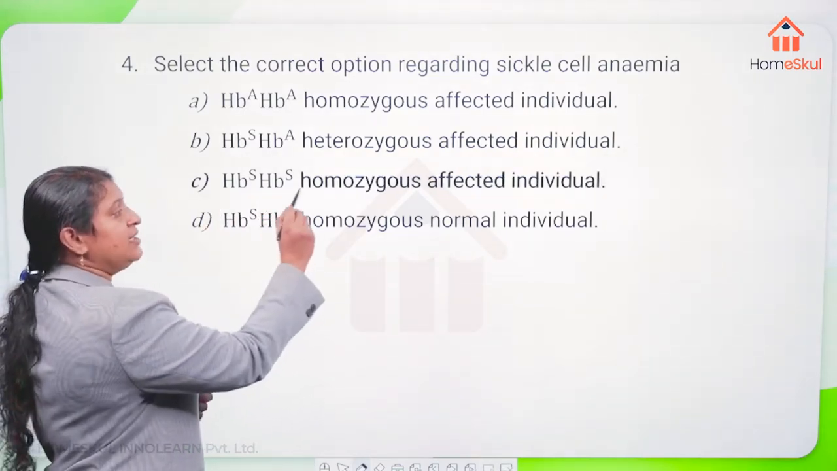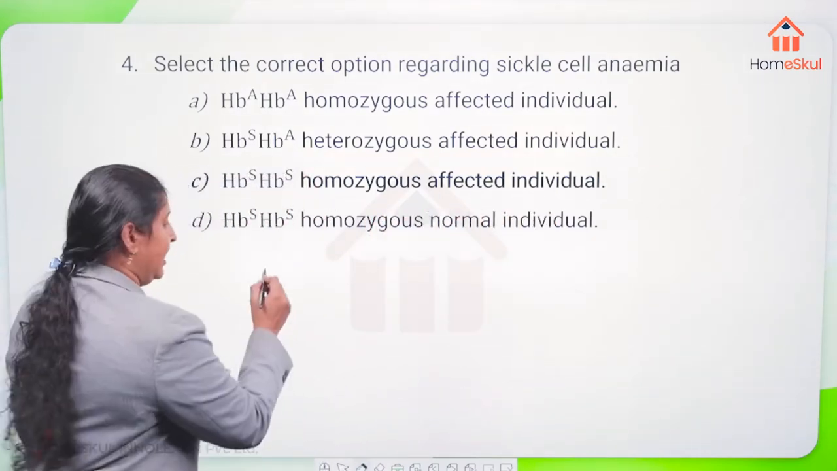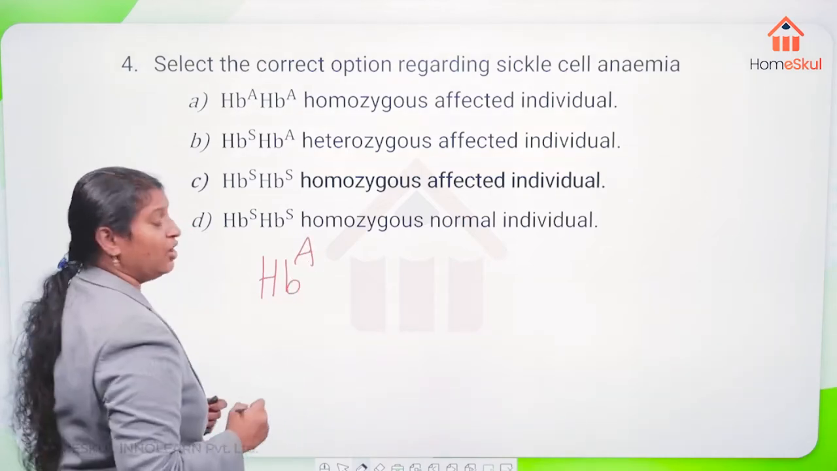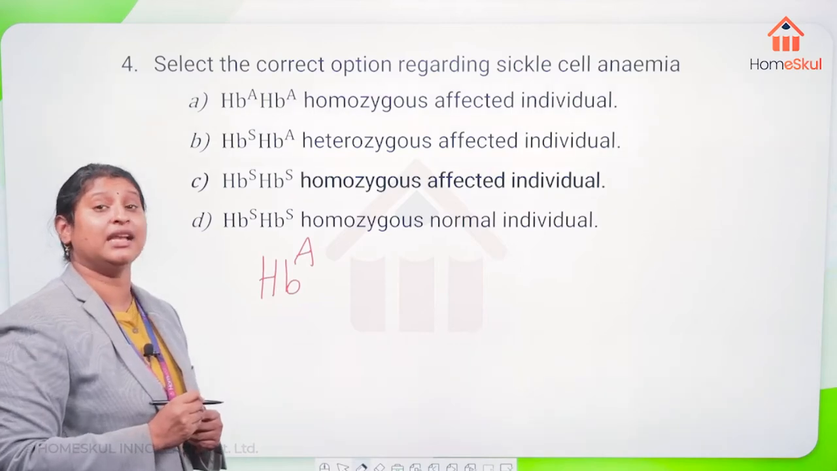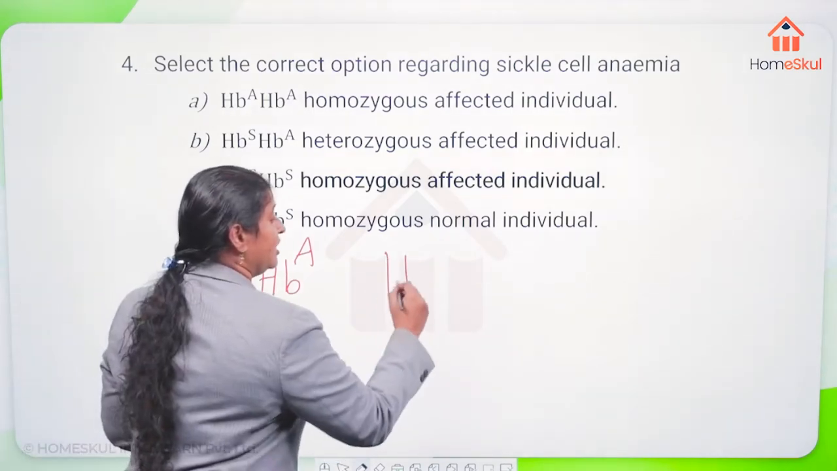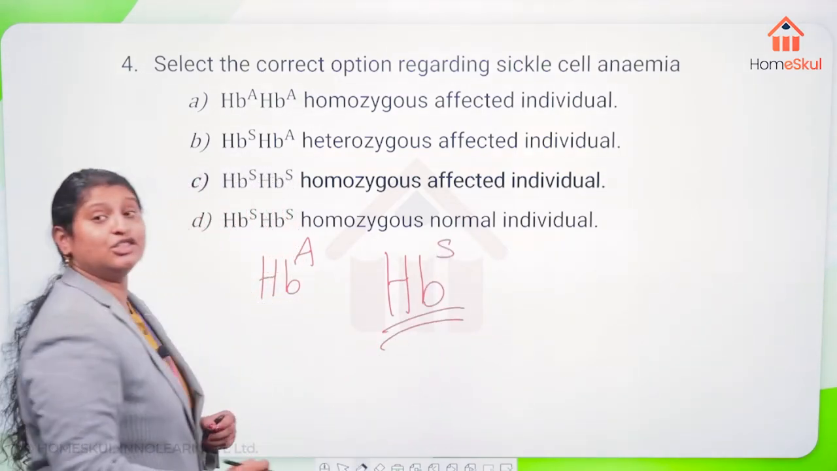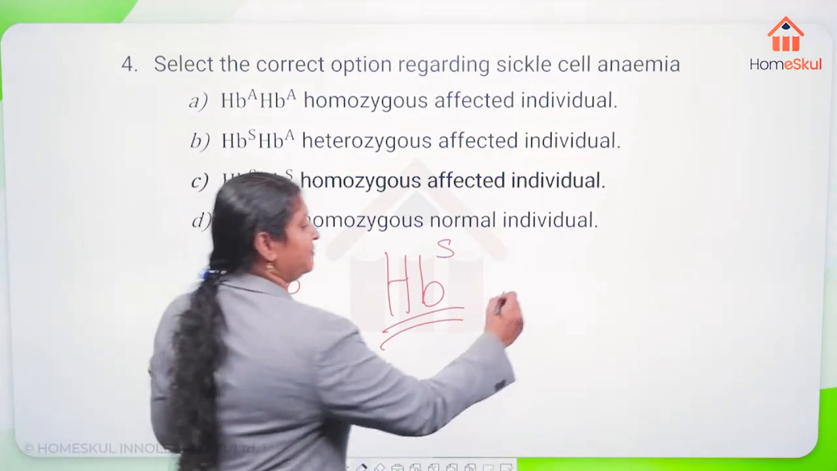HbS HbS, homozygous affected individual. Here the gene, this is the normal gene for sickle cell anemia. This is the normal gene. Here, this is not the normal gene.